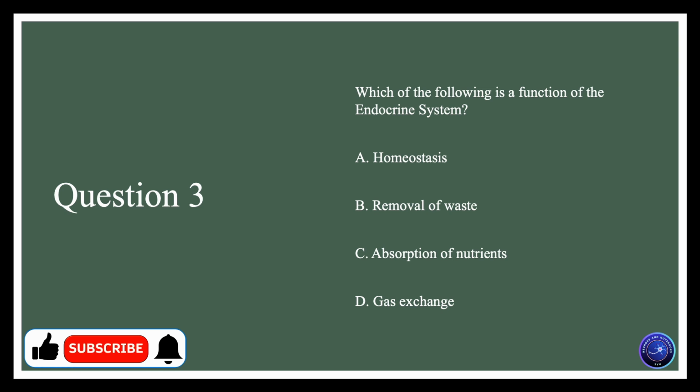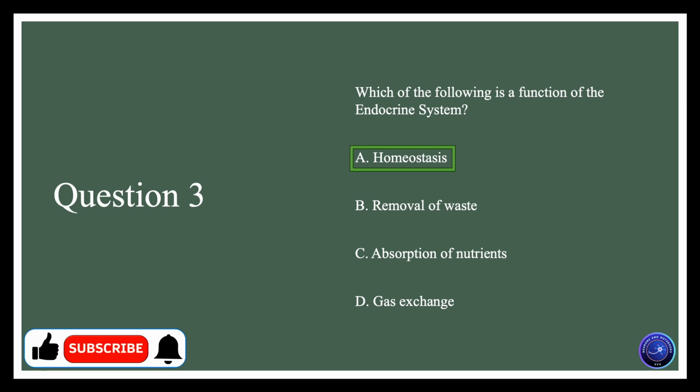Last question. Which of the following is a function of the endocrine system? I'll give you 5 seconds to answer. If you said A, homeostasis, you are correct. So again, homeostasis is the balance and equilibrium within the body. The endocrine system works with the nervous system to make sure that the body is healthy and all functions run smoothly, and essentially make sure that everything is working as it should.